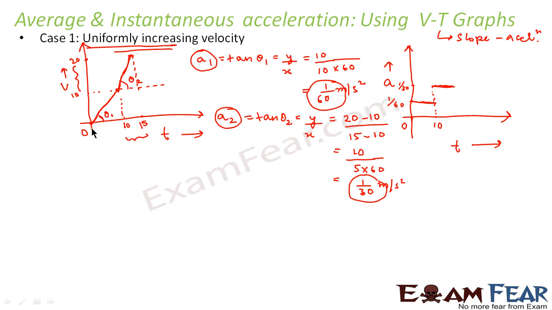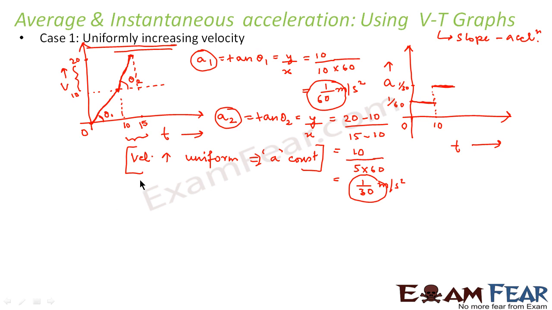Because here the velocity is increasing uniformly with time. That means the change in velocity with the passage of time is the same. So whenever the velocity is increasing uniformly, the acceleration is constant. So this was the first scenario where we considered that the velocity was increasing uniformly.